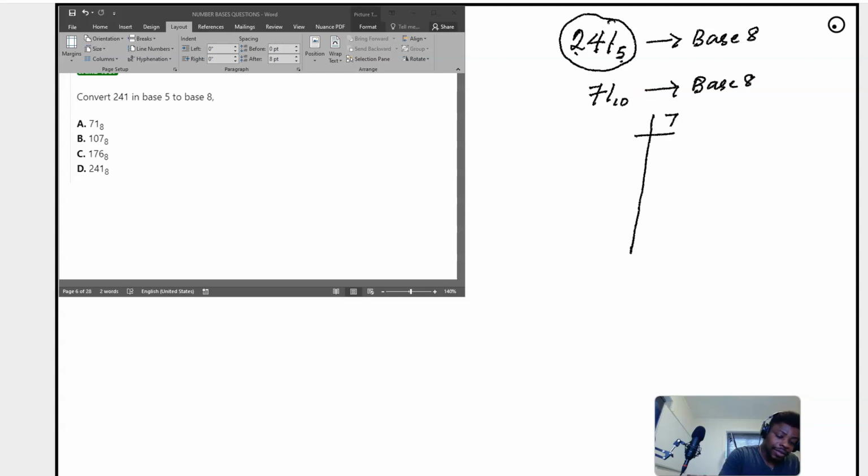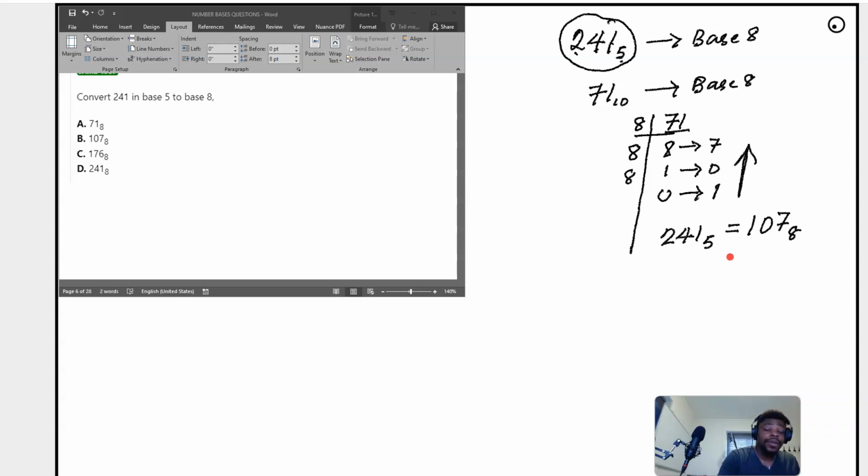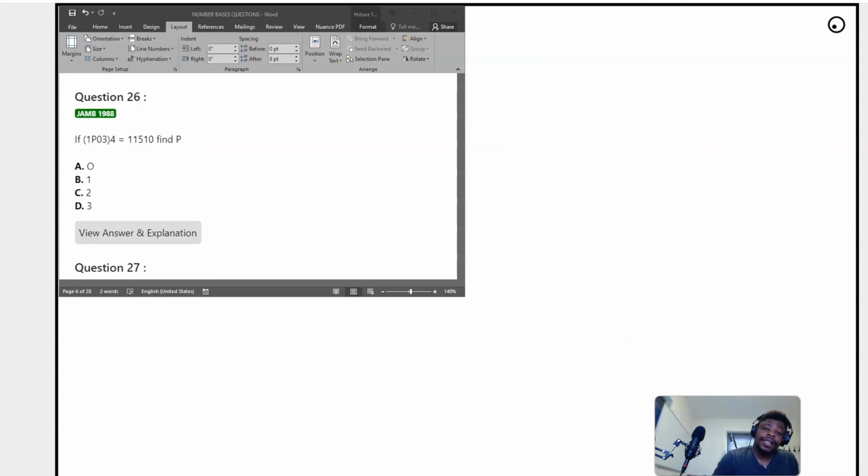Successive division. So 71, then divide by 8. Okay? So now, in this case here, how many 8 can you get in 71? That is 8, which is 64. So remainder 7. How many 8 here? 1. This is 0. 8 here, 0, then 1. So 241 base 5 is equal to 107 base 8. So that is option B. Easy.